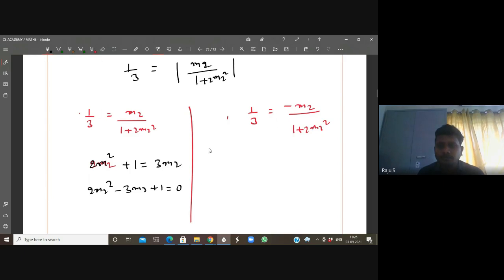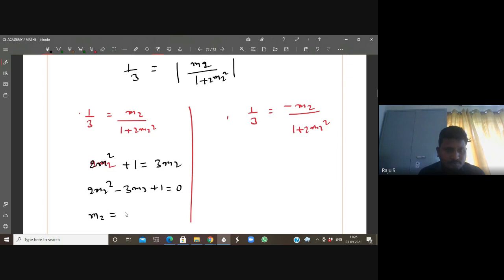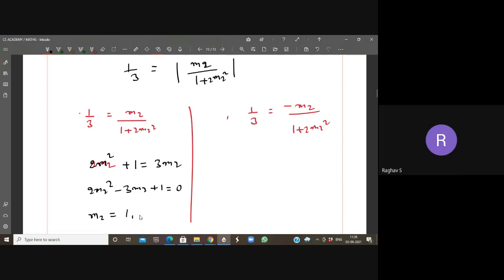Here, solve the second one. Both we are going to get as quadratic equations. For the first one it will come 1 and 1 by 2. For the next one it will come minus 1 and minus 1 by 2. For the first one it is 1 and 1 by 2. Now the second one.